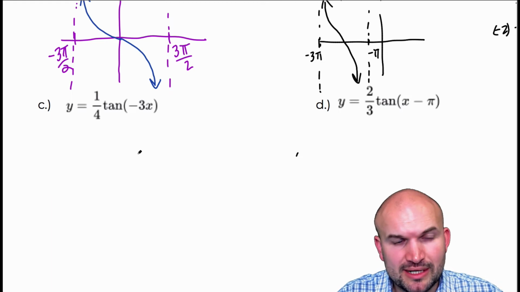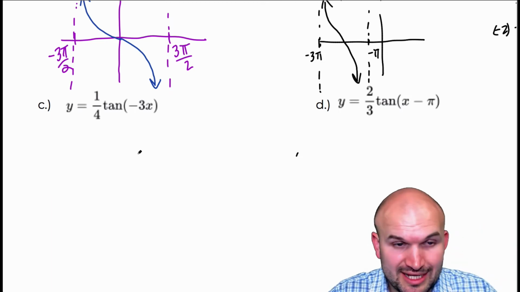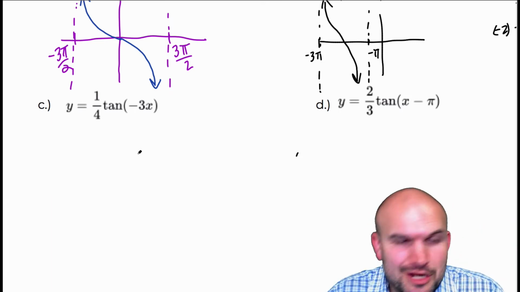All right, so on this next one, now we have a vertical compression. Again, it's not affecting the amplitude because there is no amplitude here.